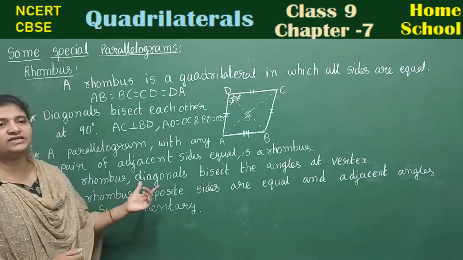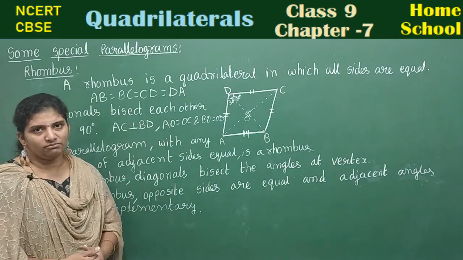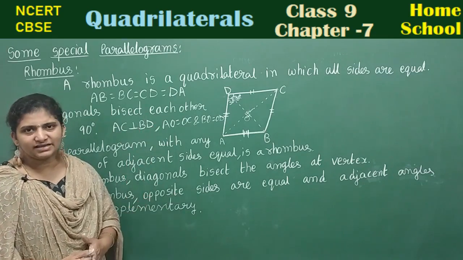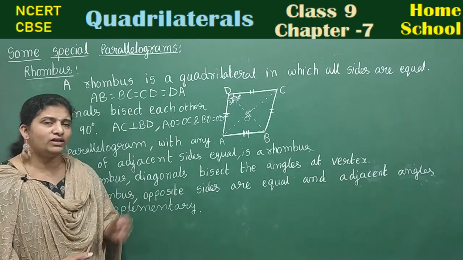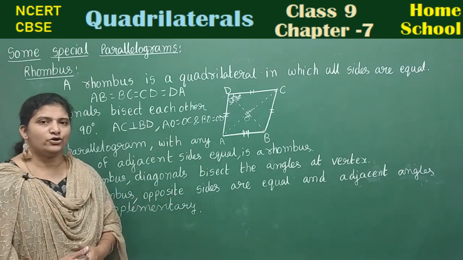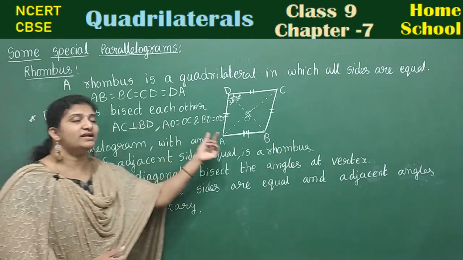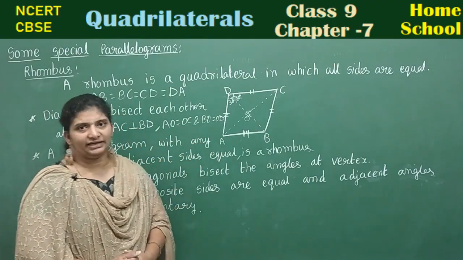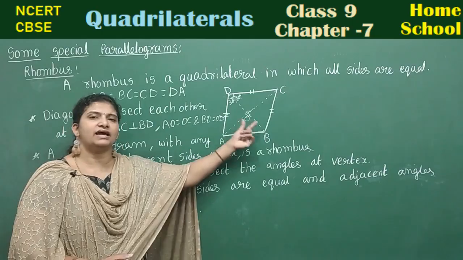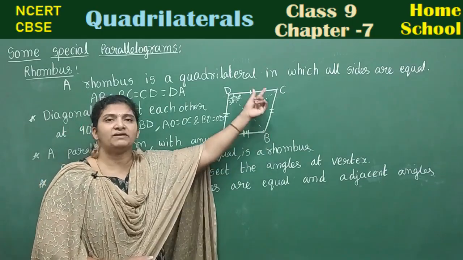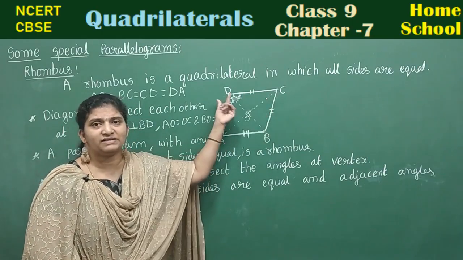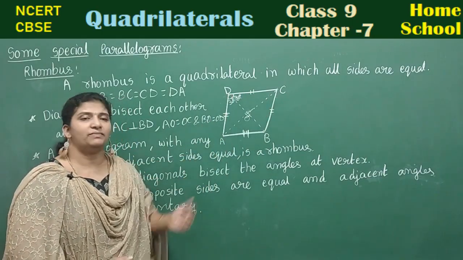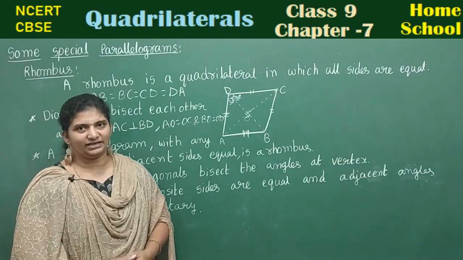And opposite sides are equal in a rhombus. Adjacent sides are equal, opposite sides are equal, and all sides are equal in a rhombus. The adjacent angle sum is 180 degrees. Angle A plus angle B is 180, angle B plus angle C is 180, angle C plus angle D is 180, angle D plus angle A will be 180 degrees.